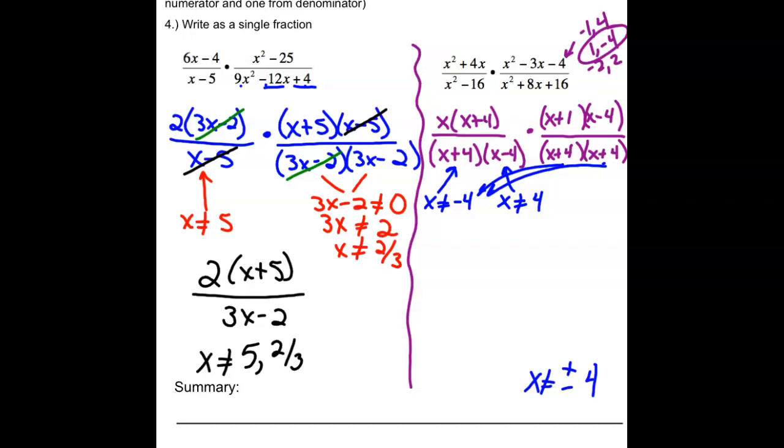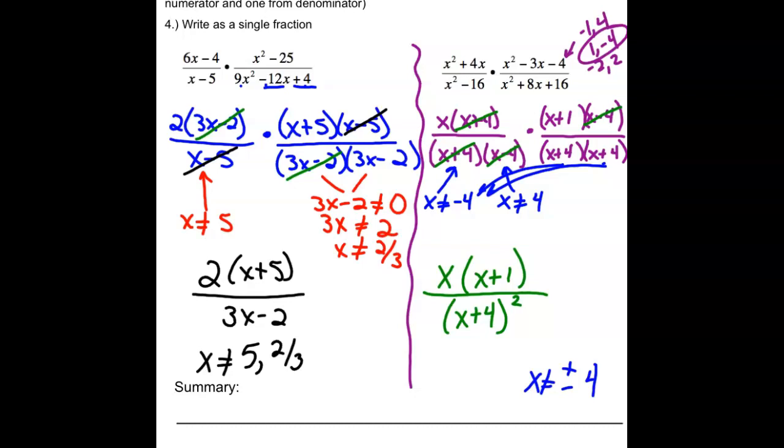Now looking for things that we can reduce out. We have an x plus 4 in the numerator and denominator. We have an x minus 4 in the numerator and denominator. And those are the only common things. So my final answer, I have an x and an x plus 1 as my numerator factors. And in the denominator, I have an x plus 4. I have two of them. So I can actually write that as x plus 4 squared to show that I have two of those.